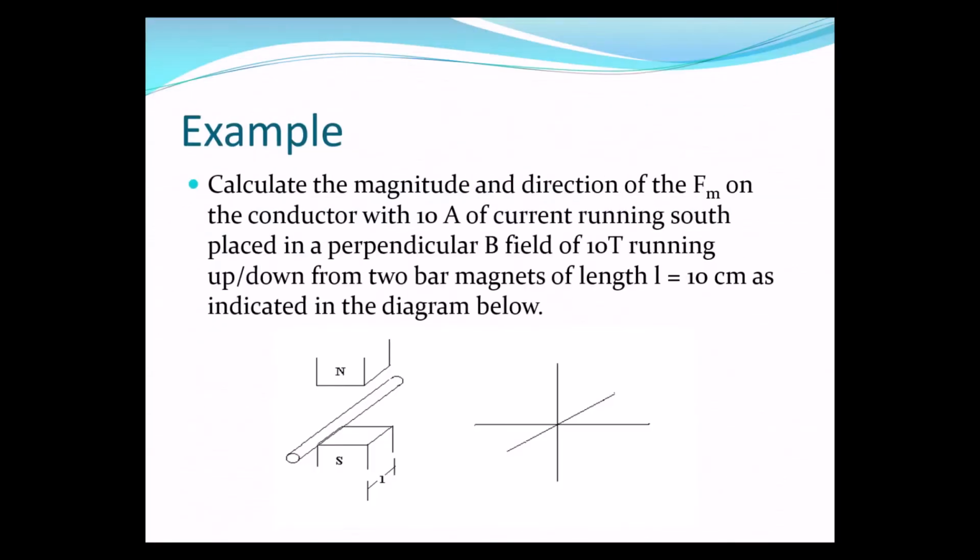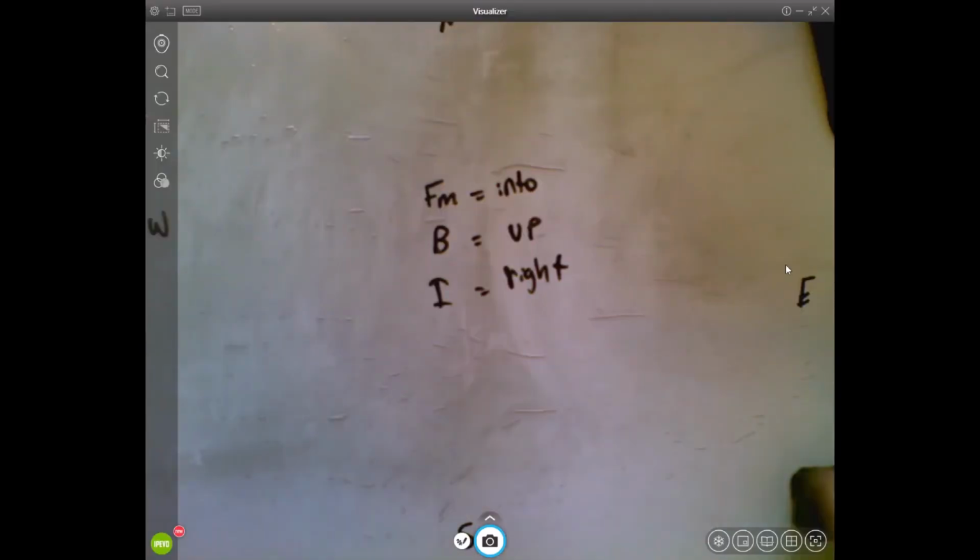Okay, so let's do a question that we're finding both the direction and the magnitude. So calculate the magnitude and direction of a magnetic force on a conductor with 10 amps of current running south, placed in a perpendicular magnetic field of 10 Teslas, running up-down, and 2 bar magnets of length 10 centimeters as indicated in the diagram below. Okay, so let's try that out.